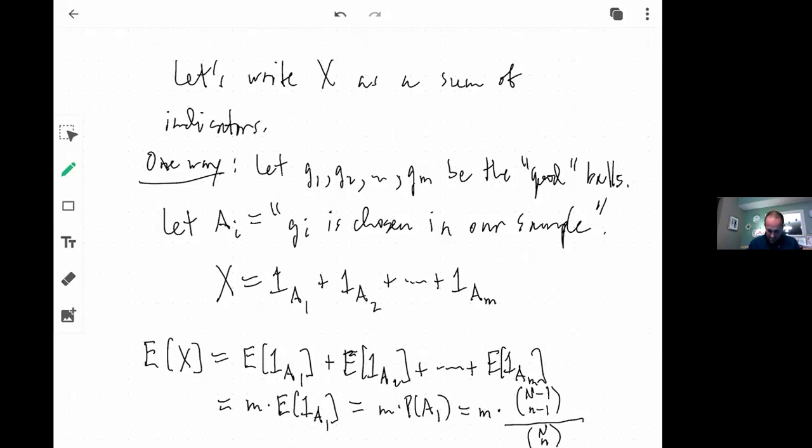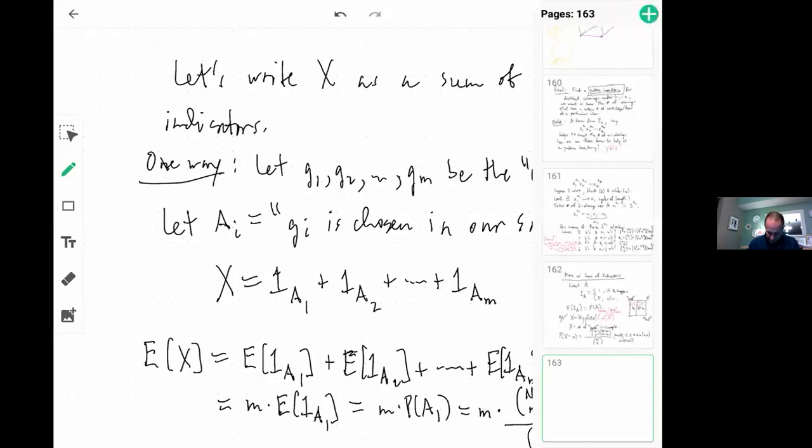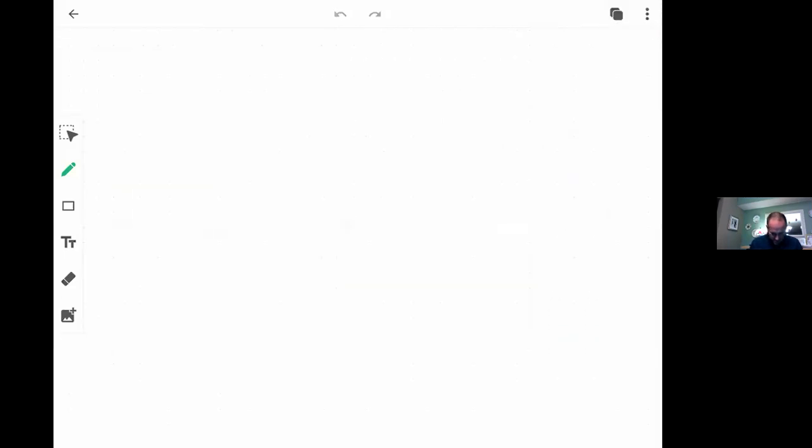So moving on, what do I get here? Let's see. The expected value, let me just copy this down. The expected value of X, thought of as a sum of indicators, gave us this. So it was capital N minus 1, choose little n minus 1, over big N, choose little n.